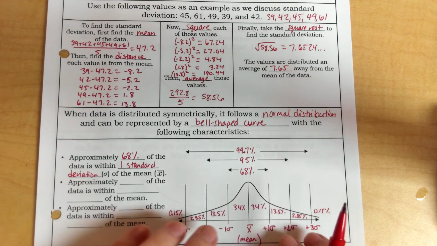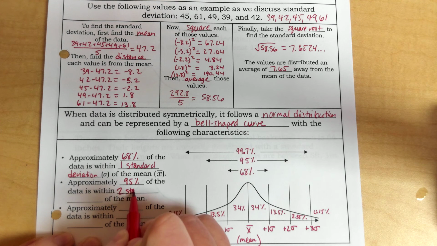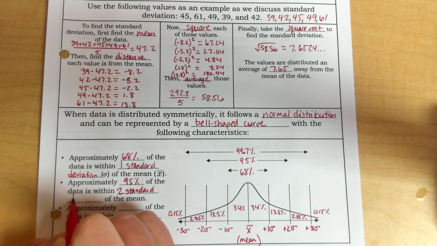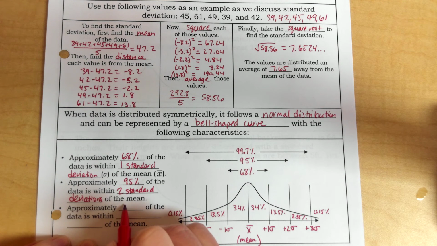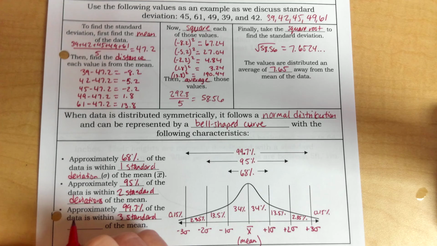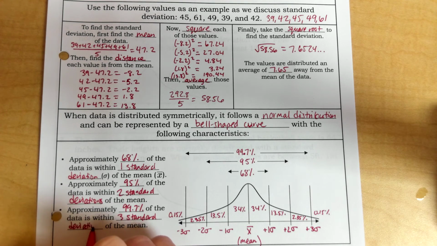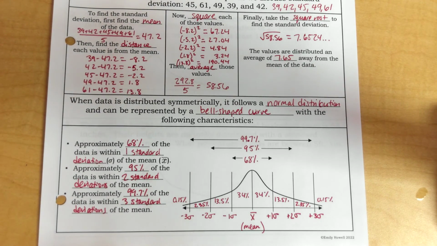Now, that means that approximately 95% of the data is within 2 standard deviations, and approximately 99.7% of the data is within 3 standard deviations. So that's standard deviation and a normal distribution, or a bell-shaped curve that represents a symmetric distribution of data.